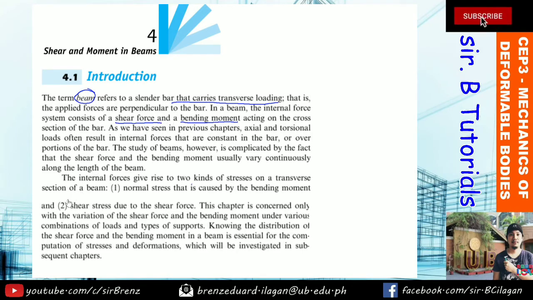Okay? So the internal forces give rise to two kinds of stresses on a transverse section of a beam. So the first one, normal stress that is caused by the bending moment. And number two, the shear stress due to the shearing force. This chapter is concerned only with the variation of the shearing force and the bending moment under various combinations of loads and types of support.